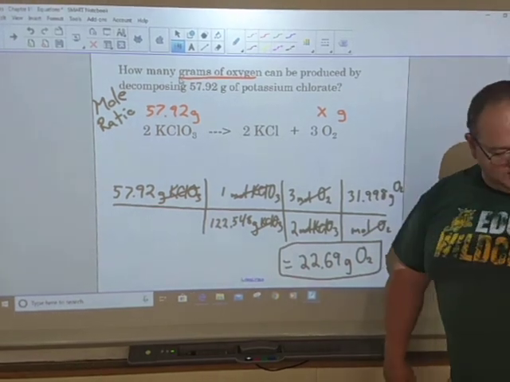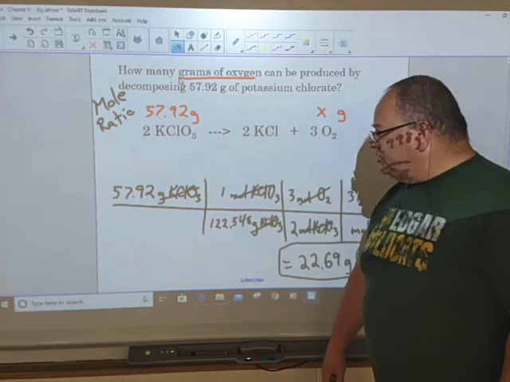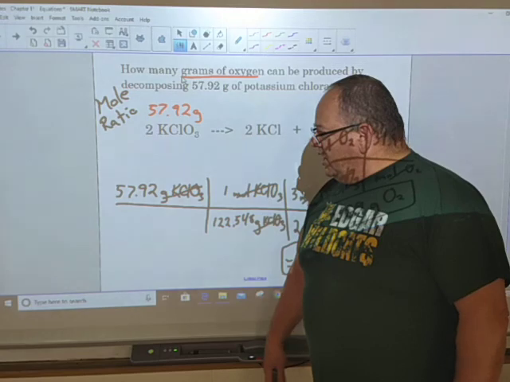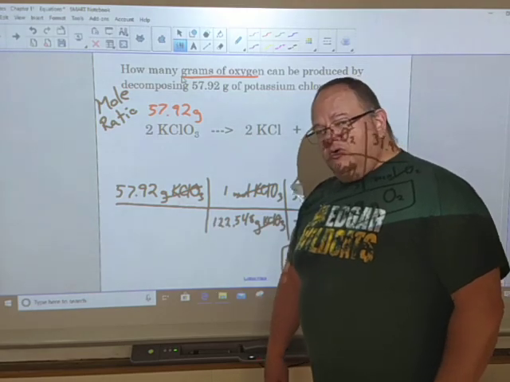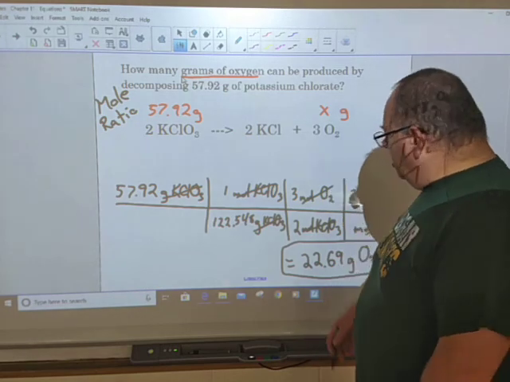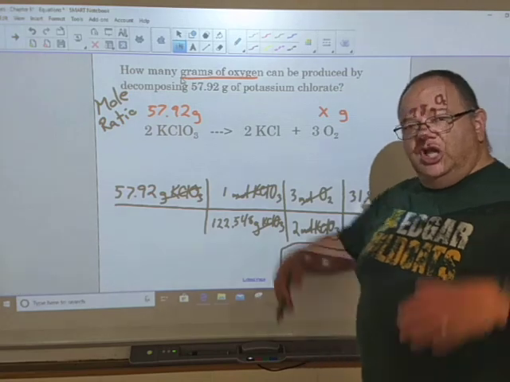Alright, so I guess if I felt our room was a little low on oxygen and I wanted to produce a little bit more oxygen for us, I could take some potassium chlorate, and if I had 57.92 grams of potassium chlorate and I entirely decomposed it, I could produce an extra 22.69 grams of oxygen for our room.